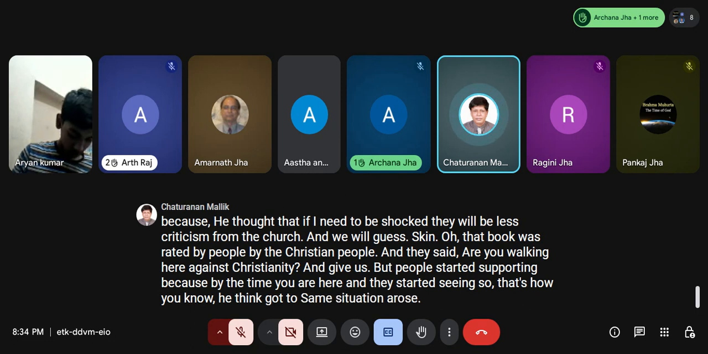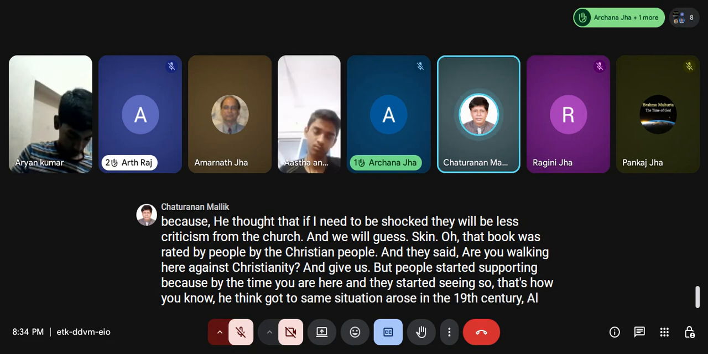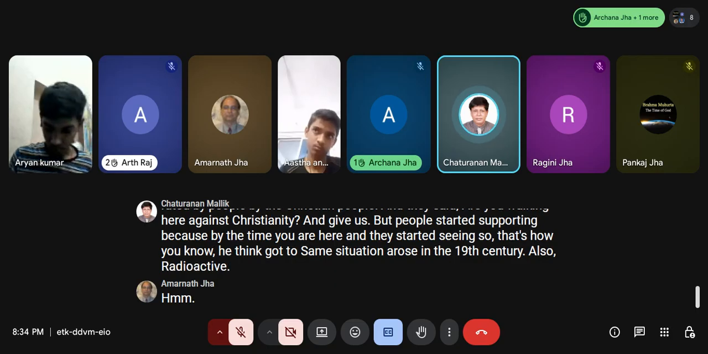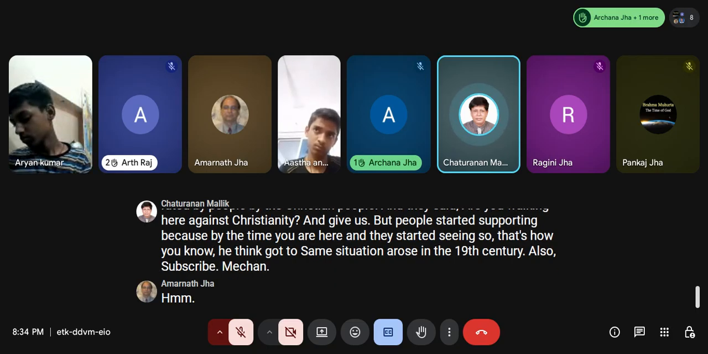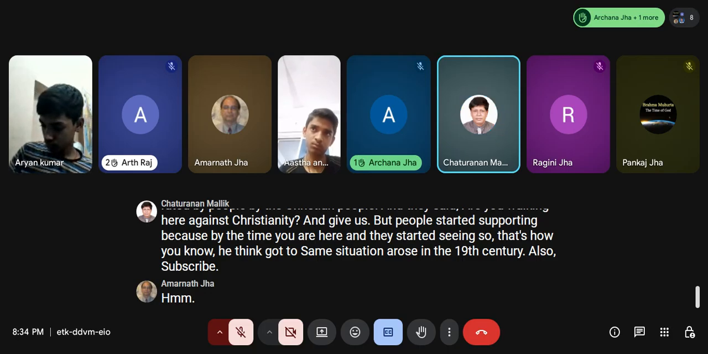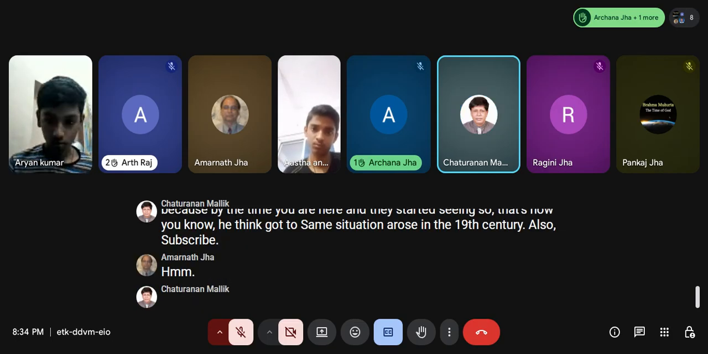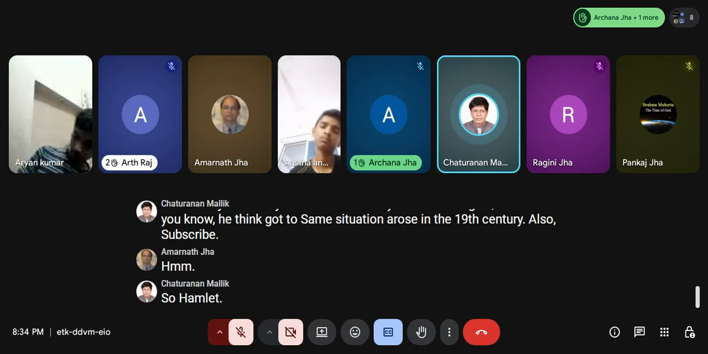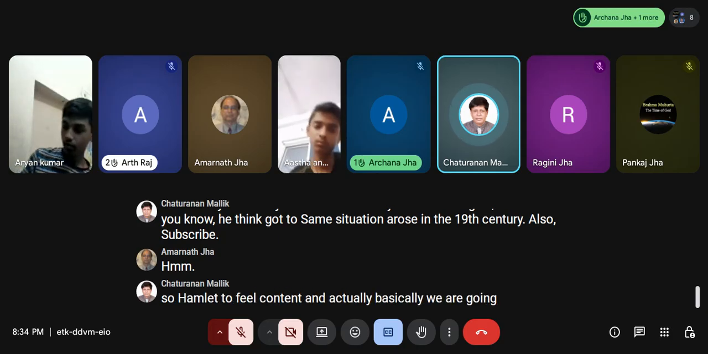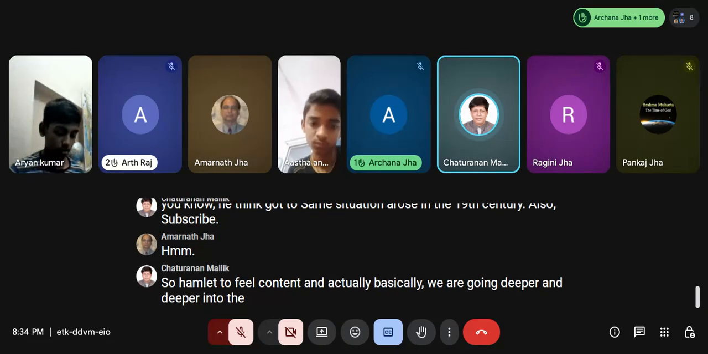Same situation arose in the 19th century also. कि जब रेडियो एक्टिव डीके ये सब मिल गया, क्वांटम मैकेनिक्स का जन्म नहीं हुआ था, लोगों ने कहा कि अब तो हम लोग जान गए एटम क्या होता है, सब कुछ जान गए, अब कुछ जानने का जरूरत नहीं. तब क्वांटम मैकेनिक्स आया and created a whole revolution. So हम लोग जो फील करते हैं, actually basically we are going deeper and deeper into the things.